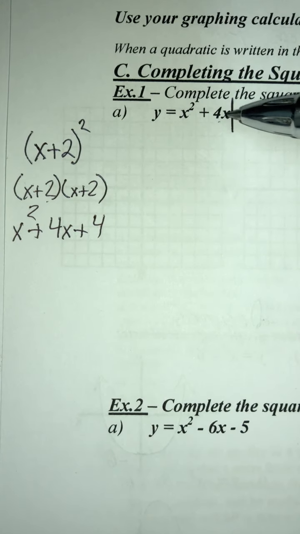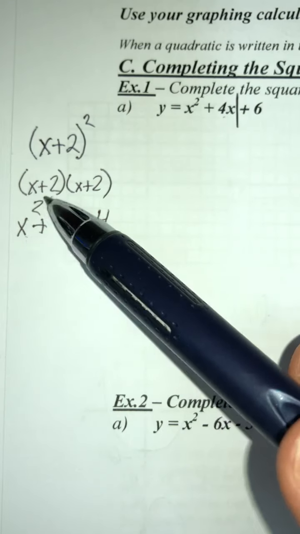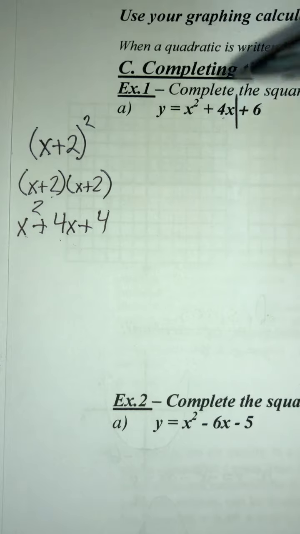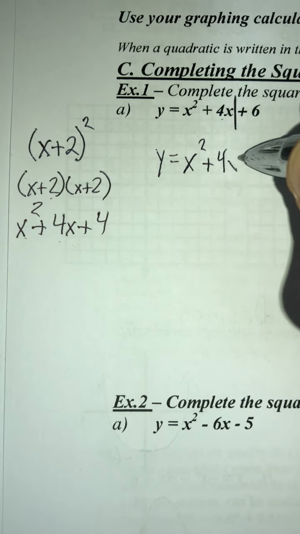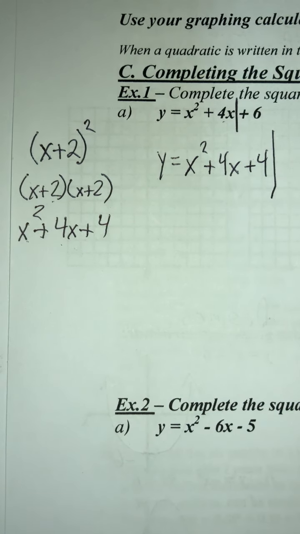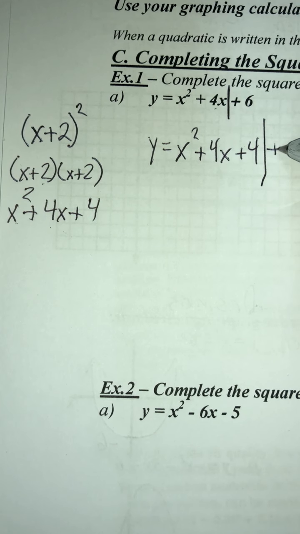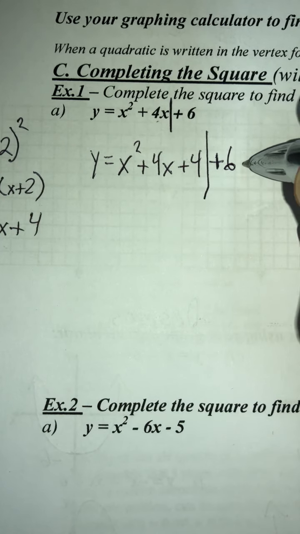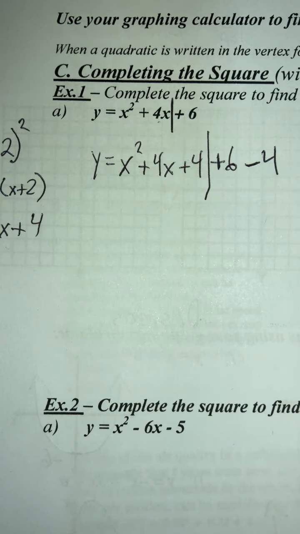Now, on the left of this line here, I don't have that perfect square. I just have x squared plus 4x. So I'm going to add 4 onto that side of the equation. So y equals x squared plus 4x plus 4. But I cannot just simply add 4 to an equation. That changes the equation. So on the right side, where I have this plus 6, I am also going to subtract 4 to get rid of the 4 I added. That way I'm not actually changing the equation.